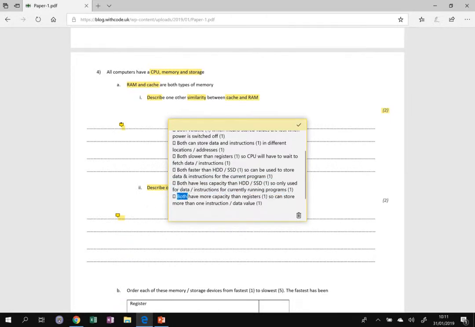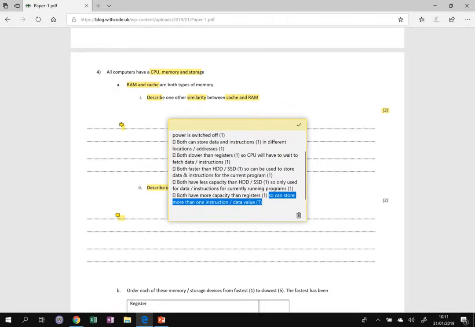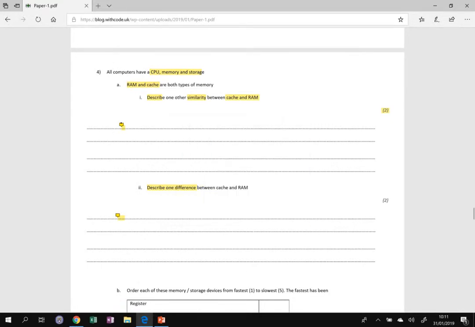And both have more capacity than registers. So registers only store a single value, but RAM and cache can store a lot more. So more instructions or more data. So that's the similarities. In terms of differences, same idea.